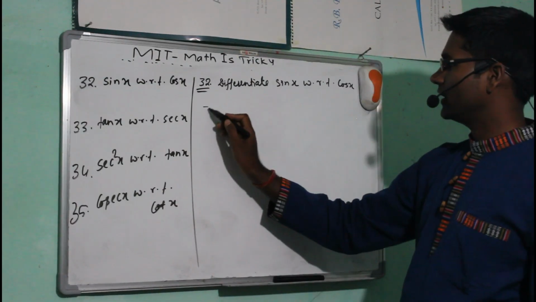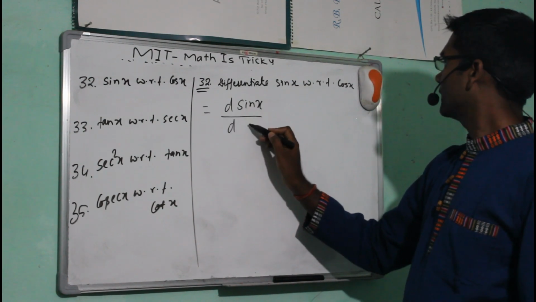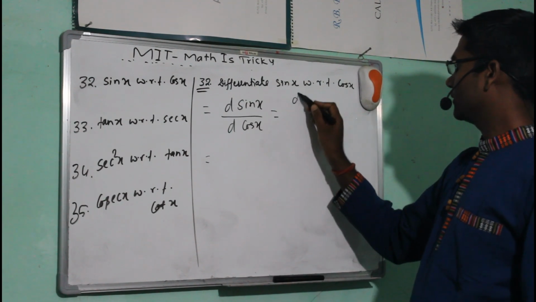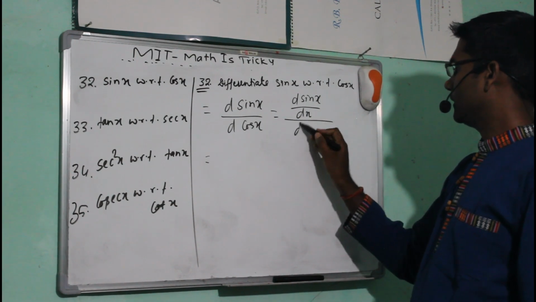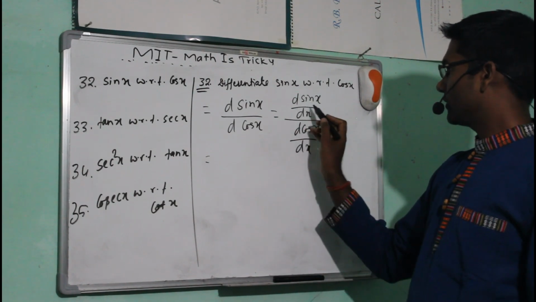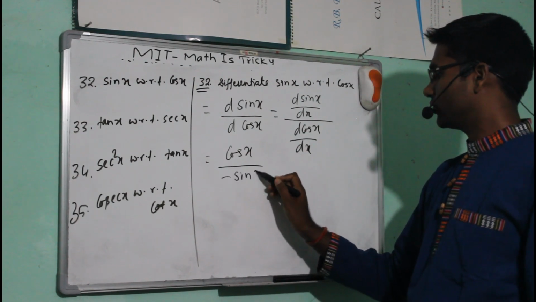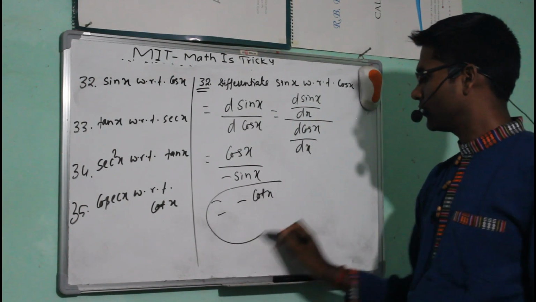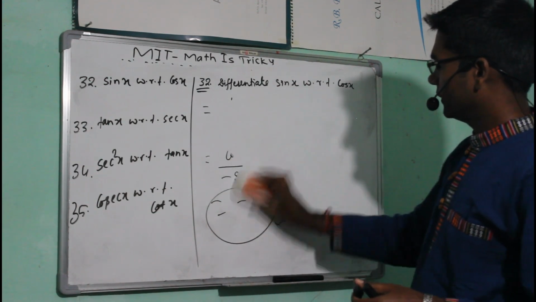God bless you. So this can be written as d sin x by d cos x. Now let's divide both by dx, so d sin x by dx and d cos x by dx. So we can write derivative of sin x is cos x, derivative of cos x is minus sin x, so the answer will be minus cos by sin, which is minus cot x. Finish, that's your answer. Okay, let me solve another question.